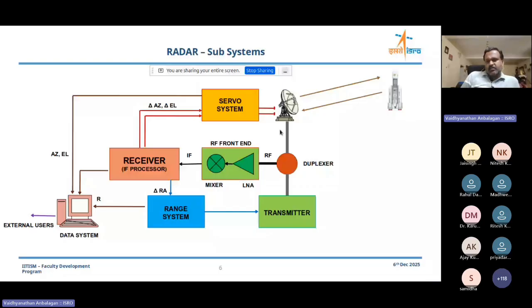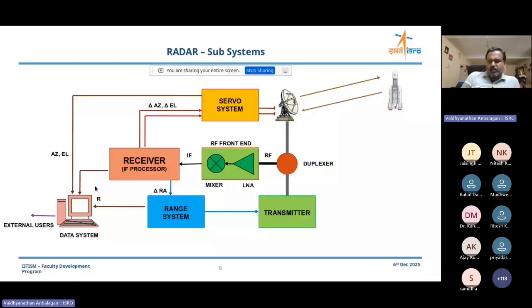And this antenna is oriented towards the target with the drive system, and from the received echo, the required errors to follow the target are generated, which are given as an input to the servo system so that the antenna keeps following the target. So the orientation of the antenna gives the orientation of the target. With that, the required range, azimuth, and elevation of the target are arrived at. So in real time, it becomes a closed loop.